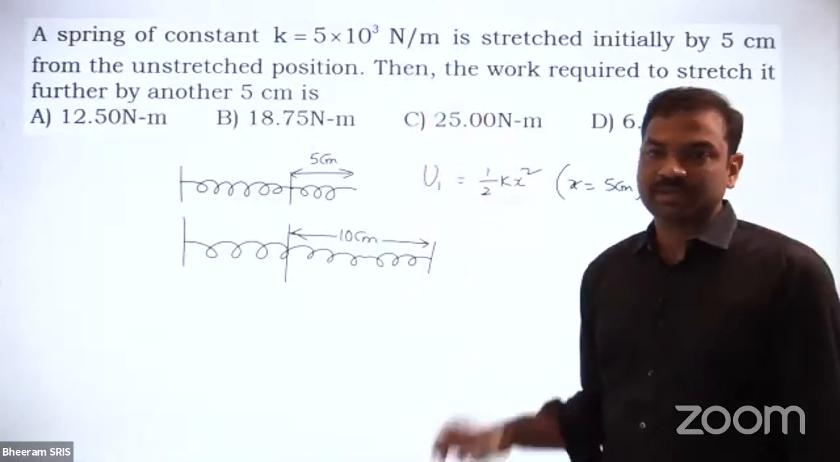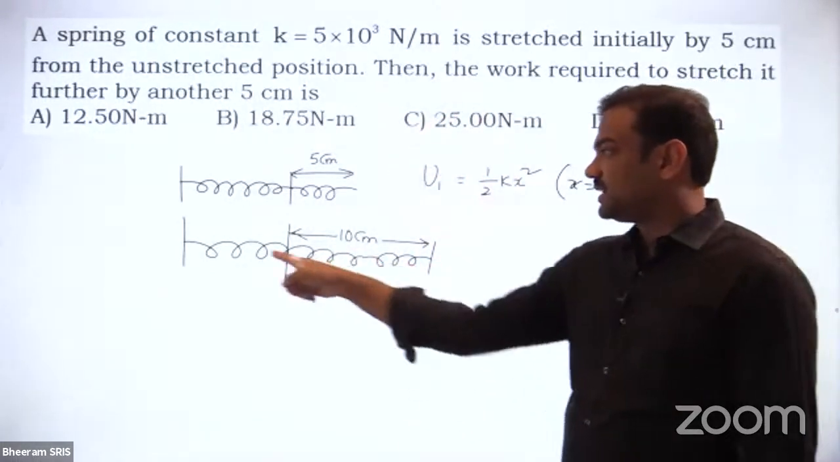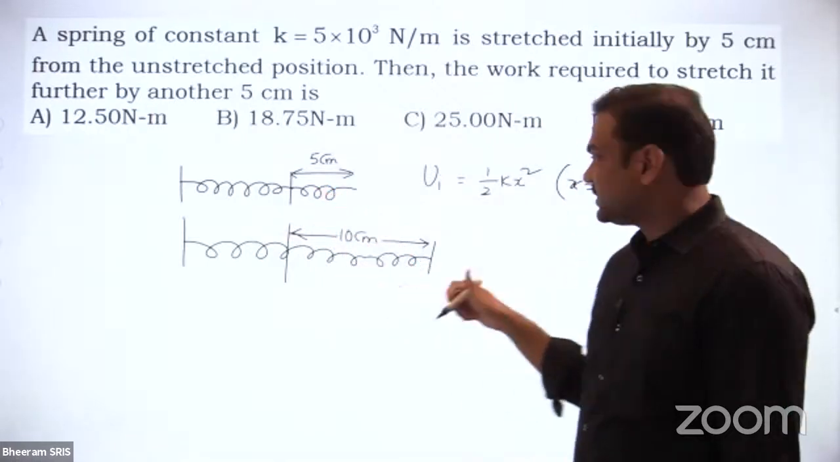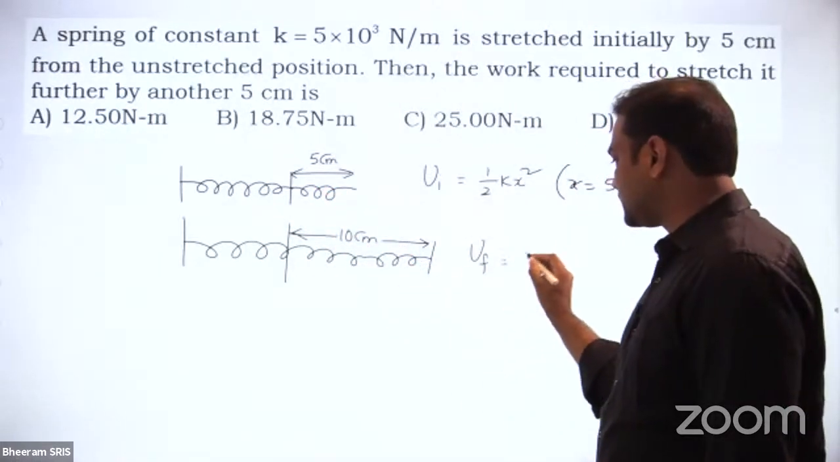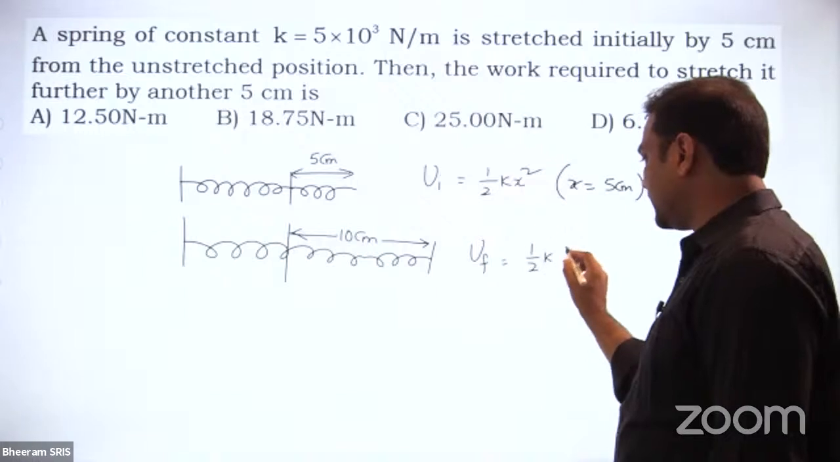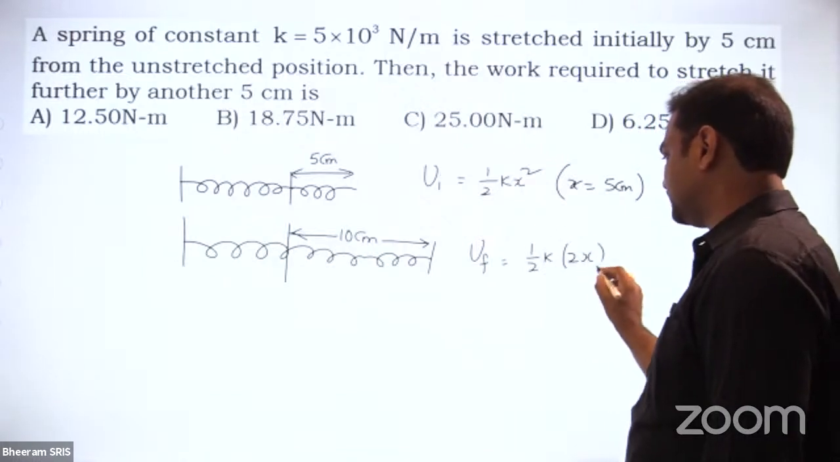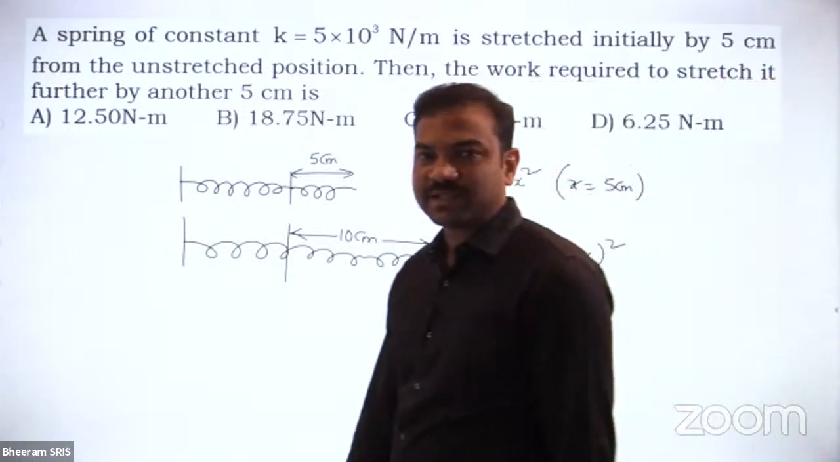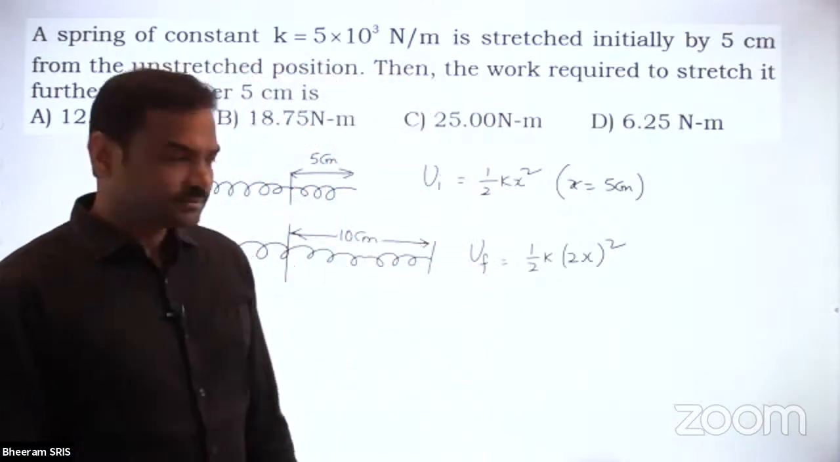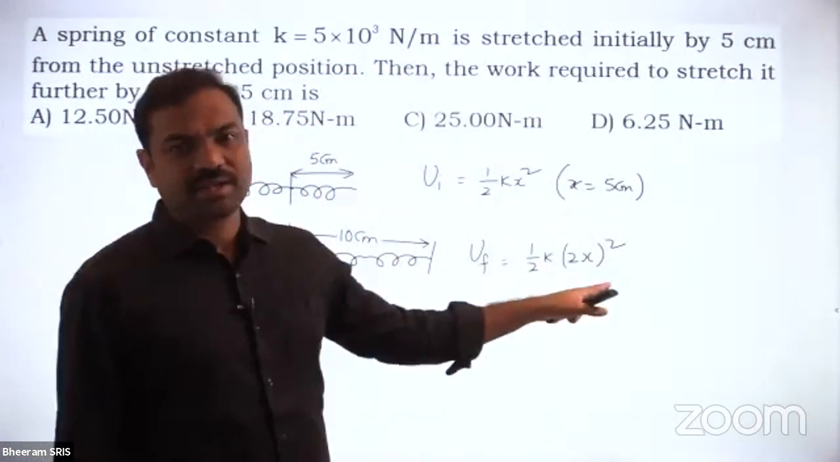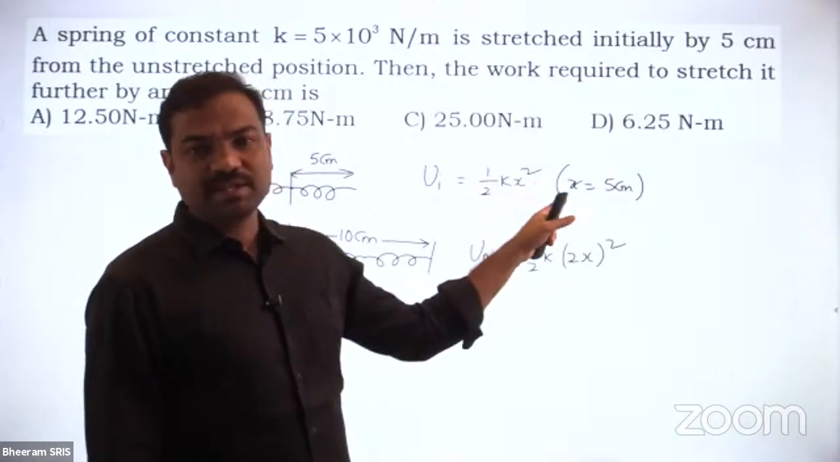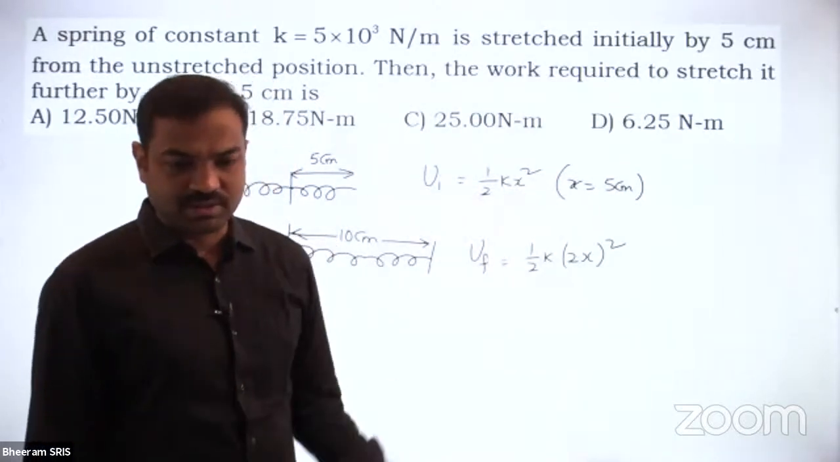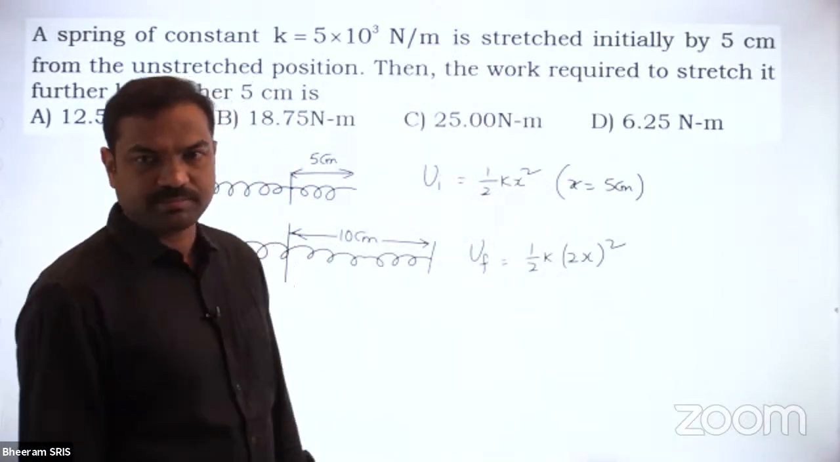Further 5 centimeter means, now what is the final energy stored? So this is initial energy, final energy stored. The final energy stored is equal to half into k into, now I am writing 2x whole square, where x value is 5 centimeter. Or else you can write half k into 10 centimeter square, or half k into 5 centimeter square also, your choice. Just I am writing as 2x, that's it.